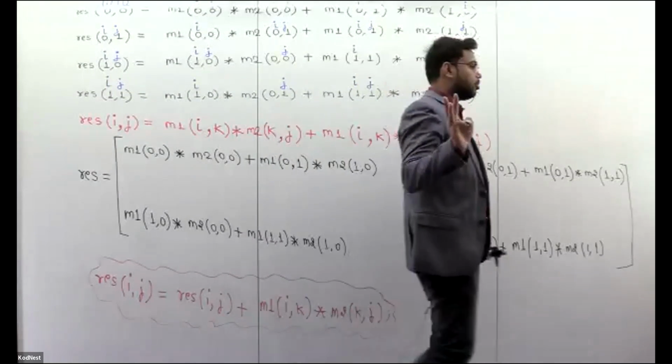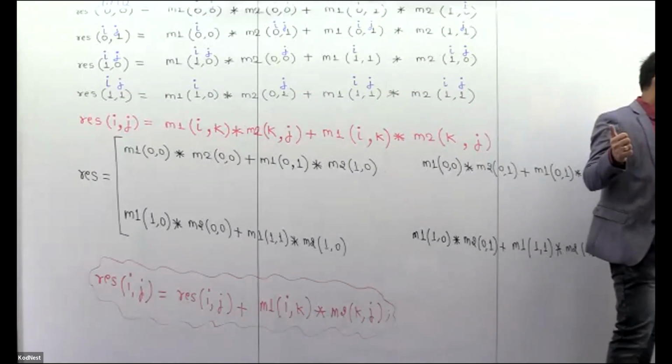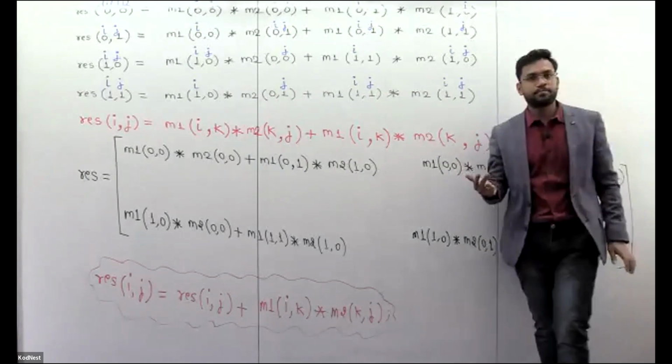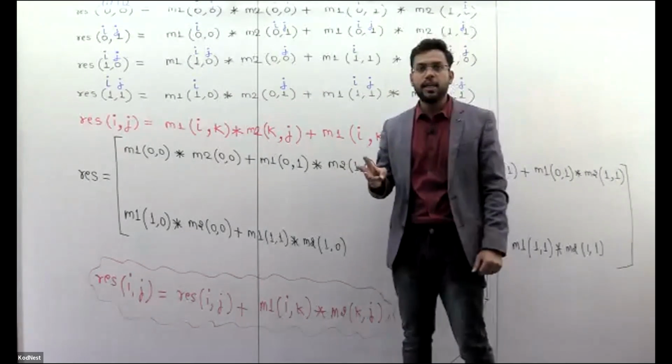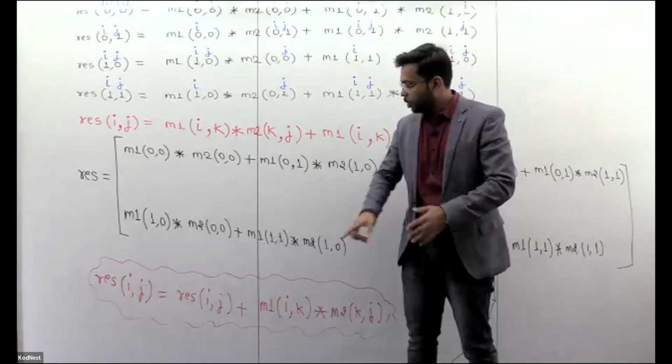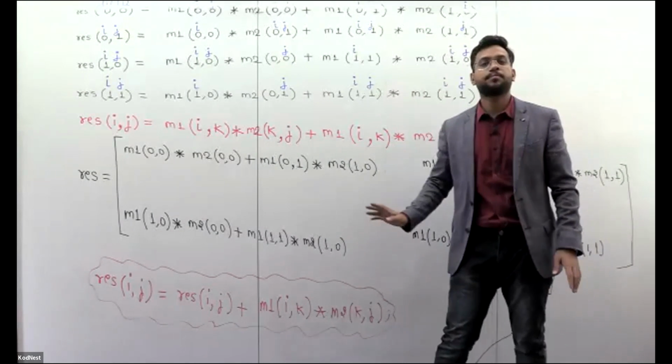So you have to take a total of 3 loops, i, j and k. 3 loops you have to take, and in those 3 loops you have to derive this.